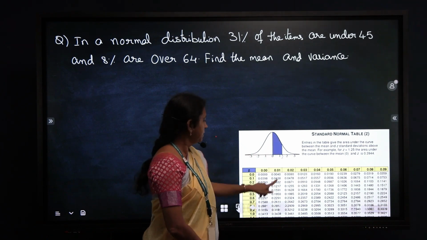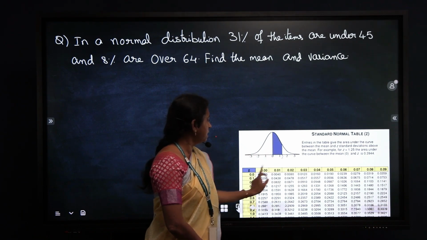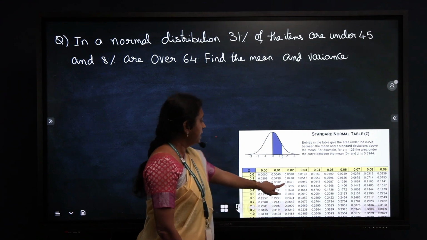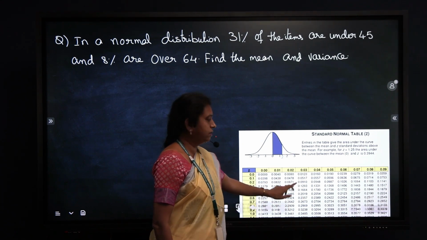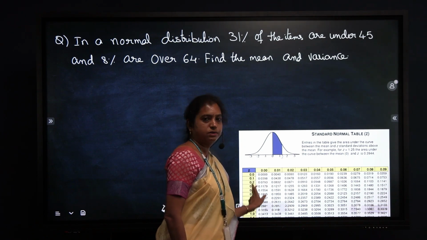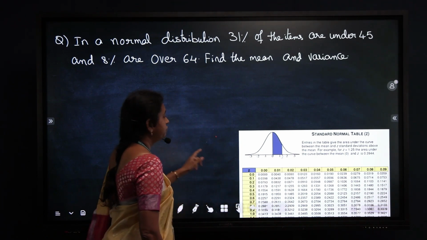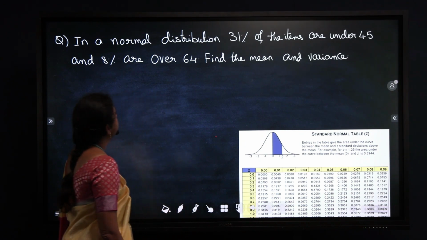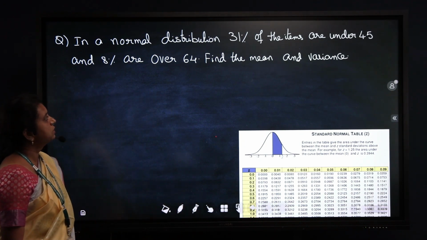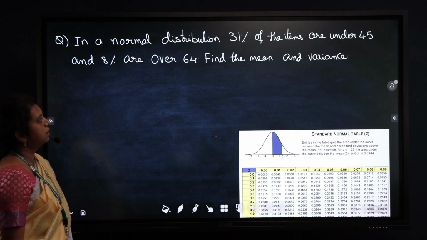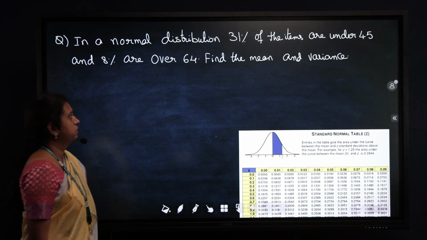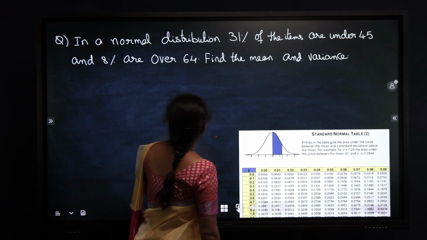In the previous problem we took the z value and, corresponding to this z value, we found the area. Now the area is given, and we have to find out the corresponding z value. So how to find the corresponding z value, we will see. First we will see what is given. In a normal distribution, 31% of the items are under 45 and 8% are over 64. We will write down what is given.